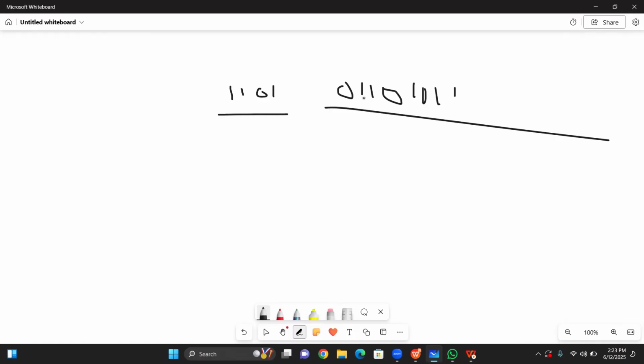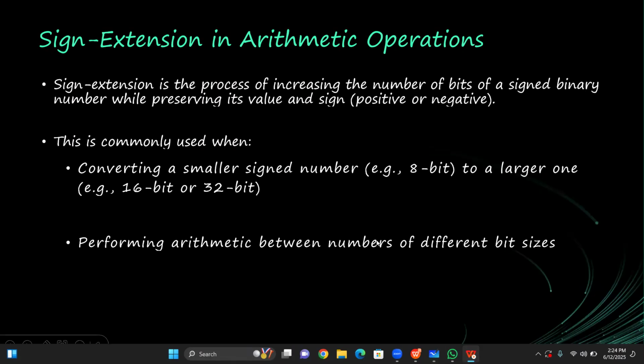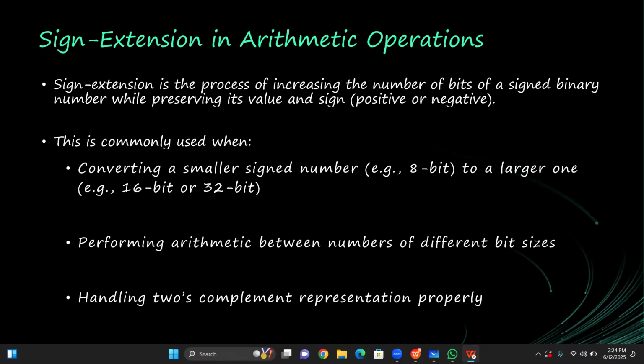So if I want to do this, I will have to extend this one. First of all, you will check the most significant bit, which is 1. That means this is a negative number. So to preserve the sign, you extend it with 1, 1, 1. I've extended this to 8 bits, so that now I can do the arithmetic operation. If you have two numbers with different bit sizes, you can extend them to get the same number of bits.